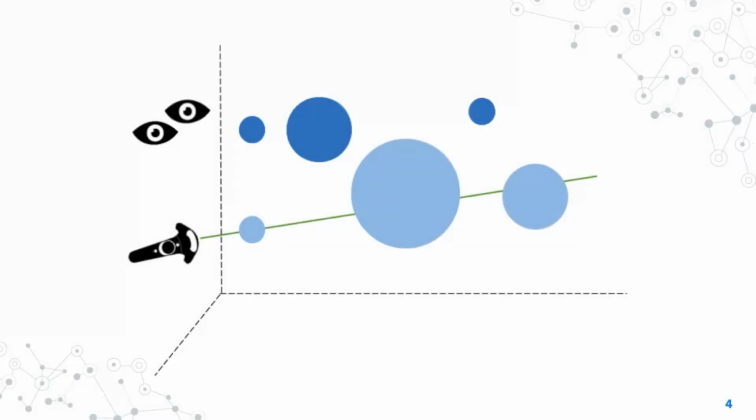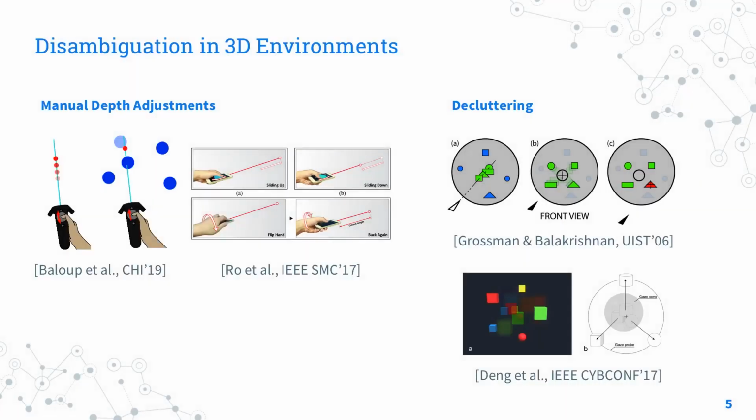But one problem with selecting objects in 3D is that objects can be placed at different depths. So, from a user's point of view, some objects may occlude each other. So then, when the ray intersects multiple objects, it becomes ambiguous which object should be selected. And this is a well known problem in the field, and various disambiguation techniques have been proposed.